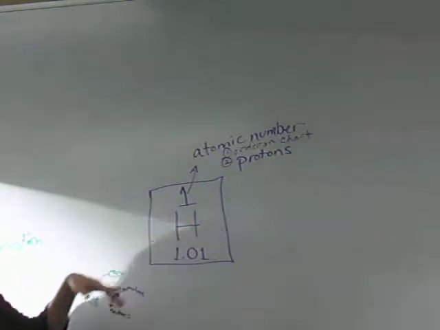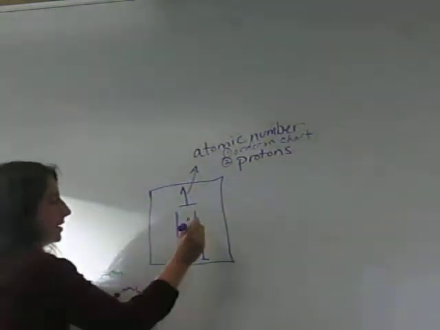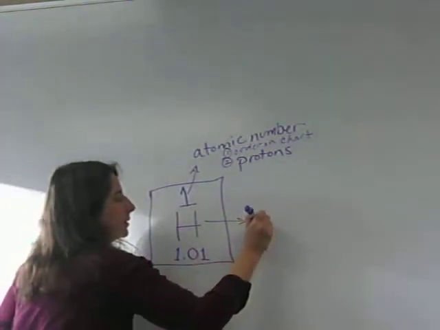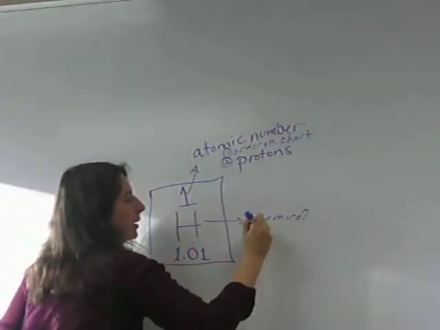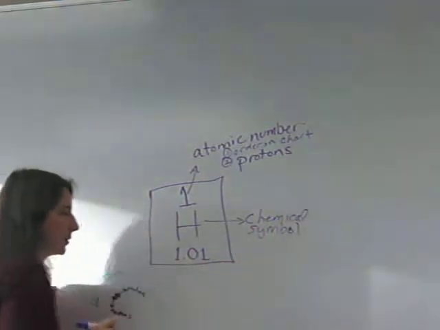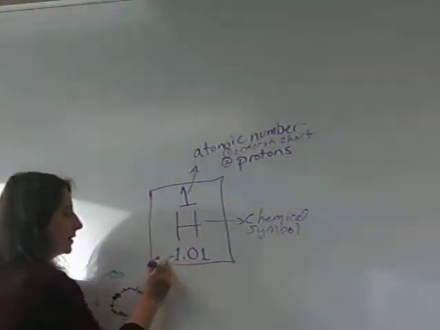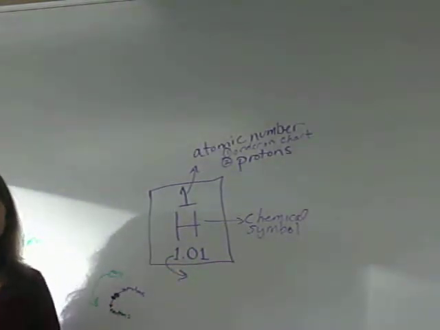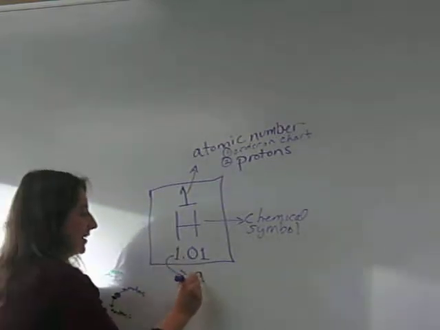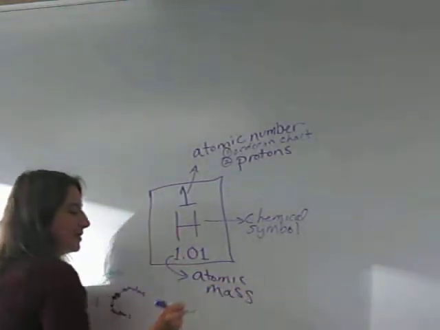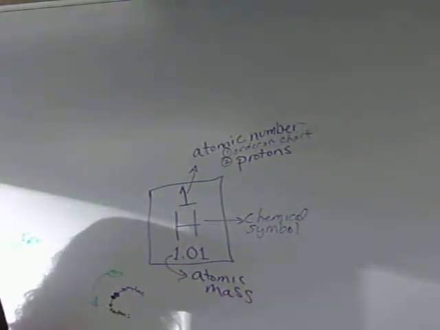And then, of course, you all know the H is called what? Symbol. Chemical symbol. And you have done very well at memorizing those. And then the third number is atomic mass. Sorry. Does anyone know what the atomic mass actually is?